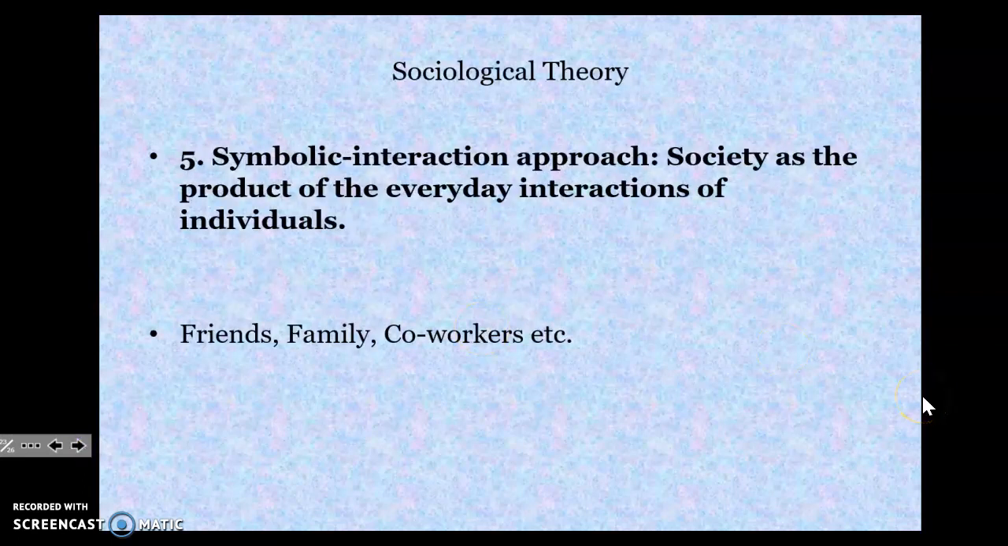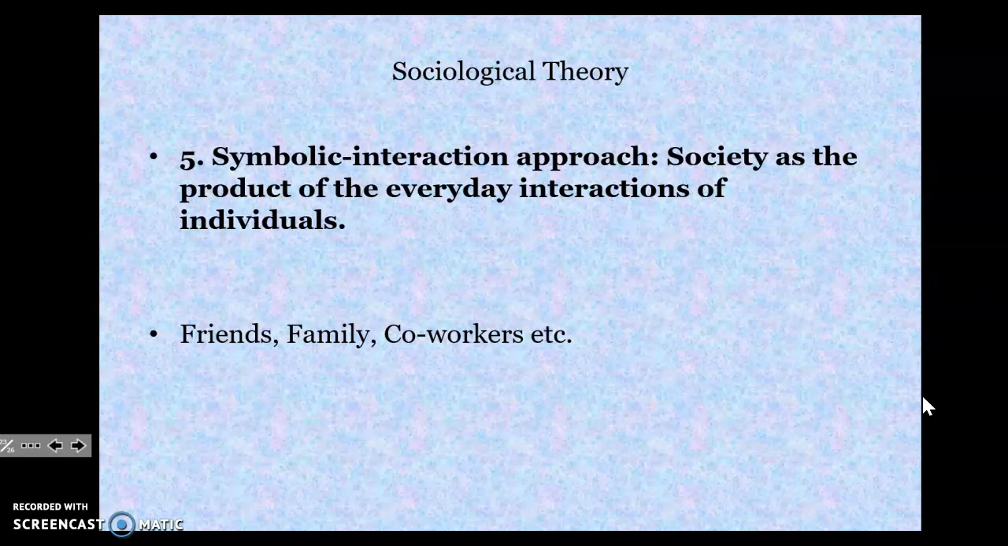And the last approach is the symbolic interaction approach, which is that society produces everyday interactions of individuals. So these aren't conflict interactions. These are any interaction that's just everyday. It could just be walking by somebody and saying good morning. It could be a friend that you have at work, a fun time that you have with your mom.